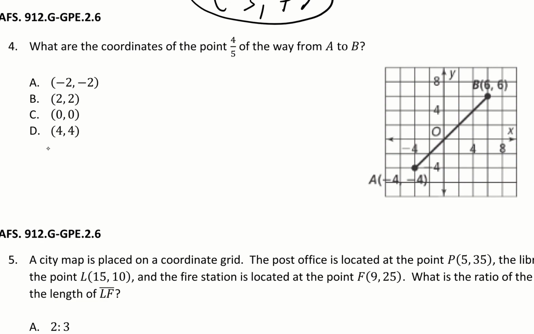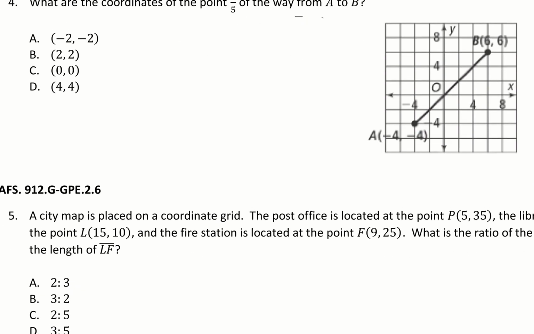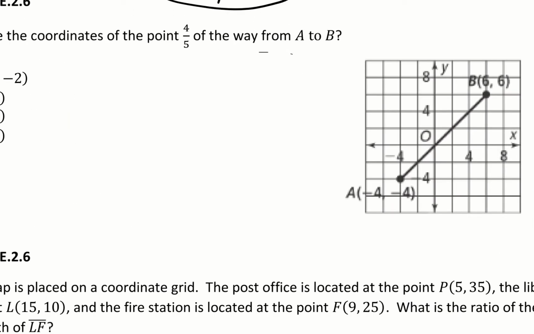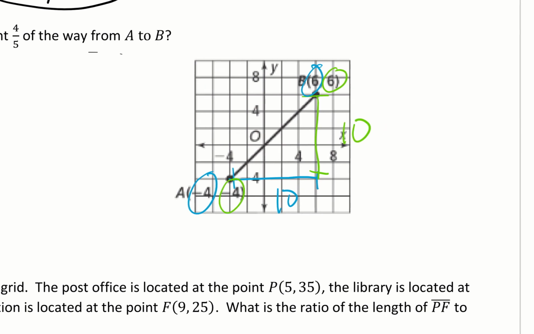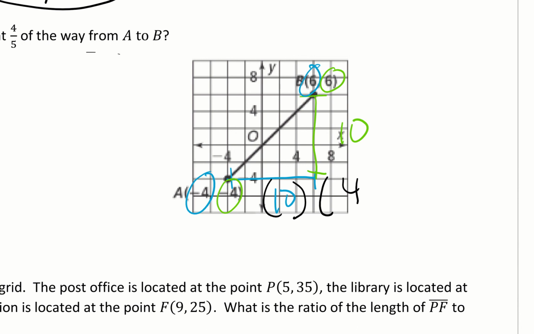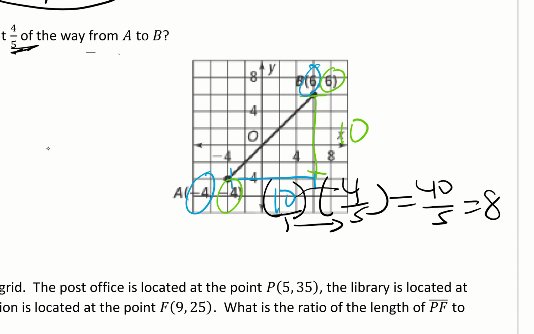All right, so what are the coordinates of the point 4/5 of the way from A to B? So A to B, again, we got to do what we did before. The horizontal distance is 6 minus -4, which is 10. The vertical is 6 minus -4, which is also 10. We got to multiply those numbers by 4/5, the fraction that they give us. So 10 times 4 is 40. There's an invisible 1 there. 1 times 5 is 5. 40 divided by 5 is 8. So this is 8.